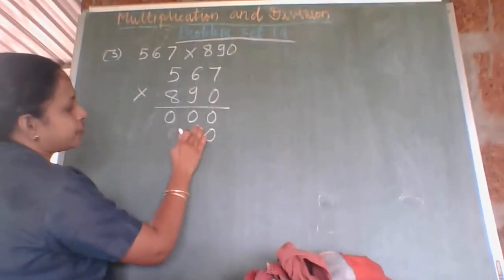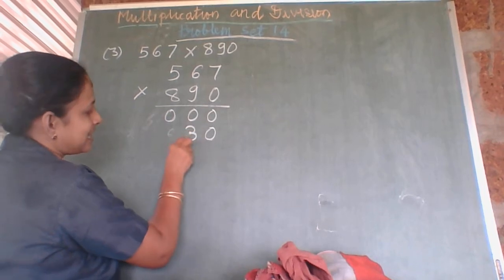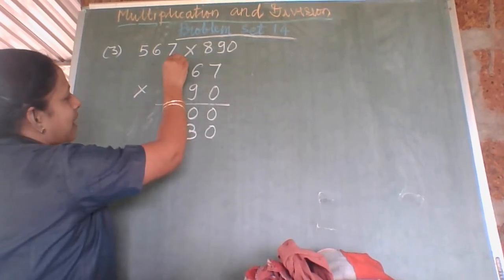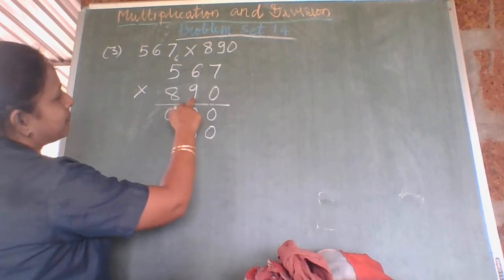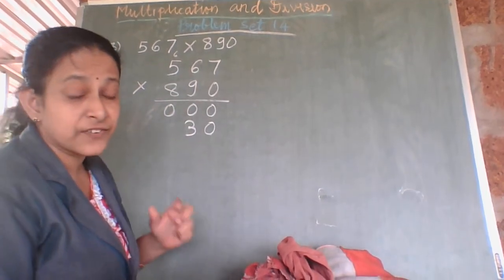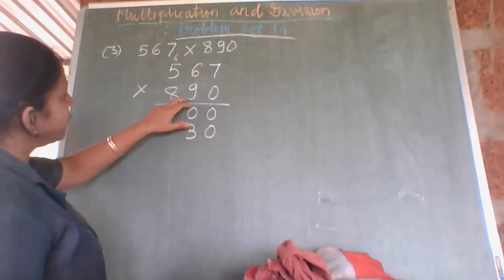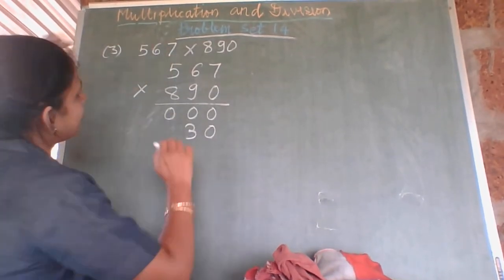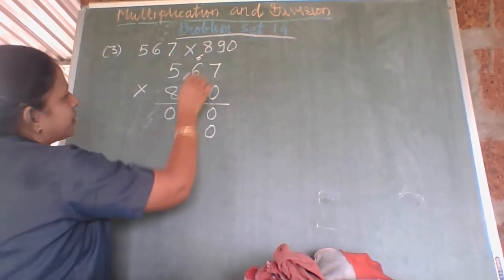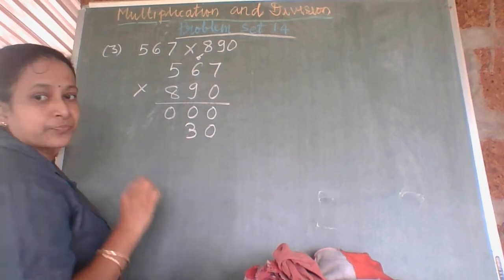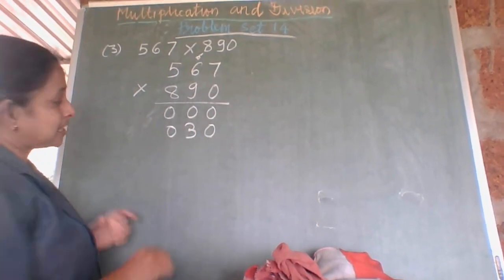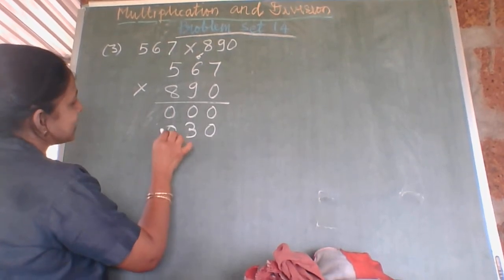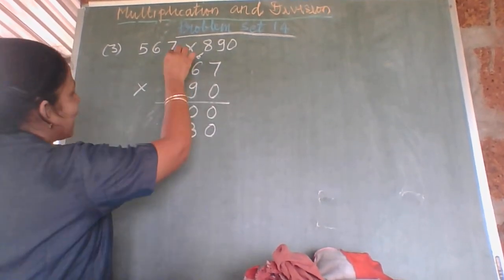What you have to do? First you have to write only 3 and you have to carry what? 6 up. Fine students. Now what you have to do? You have to multiply 9 6s. So 9 6s are 54. Okay, so 54 plus 6 becomes 60. Okay, so you will write here 60. So 6 you will carry above.